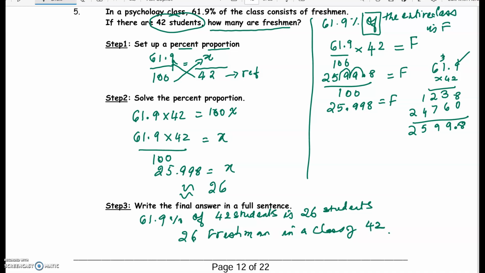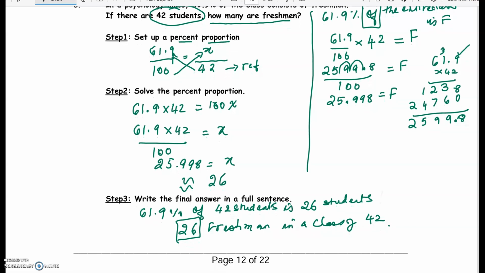And just think about it if it makes sense. 50% of 42 is half, which is 21, and it is over a 21. So it makes sense. I think we've done the calculations correctly.